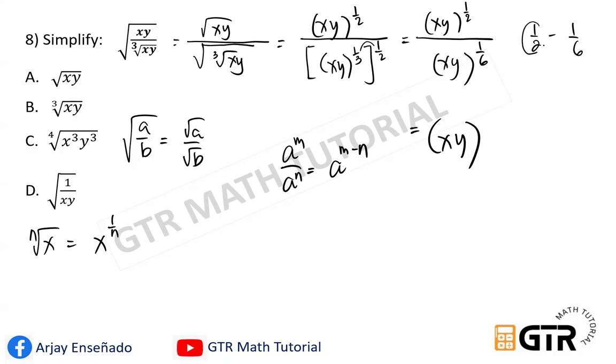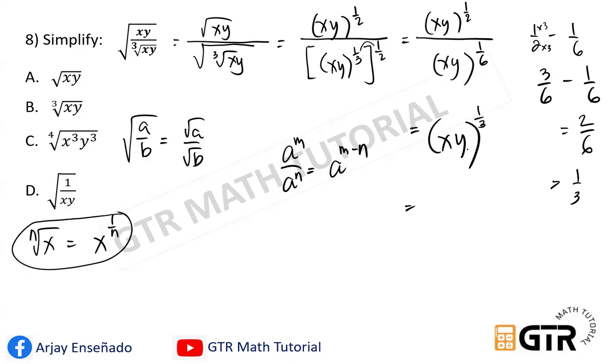We can convert 1/2 to 3/6 to make the denominators similar. Multiply both by 3, so 1/2 is now equivalent to 3/6. And then 3/6 minus 1/6 is equal to 2/6. When reduced to lowest terms, divide both by 2, that is equal to 1/3. So the final answer is xy raised to 1/3, and then put it back to radical form. xy raised to 1/3 is equal to the cube root of xy, which is letter B.